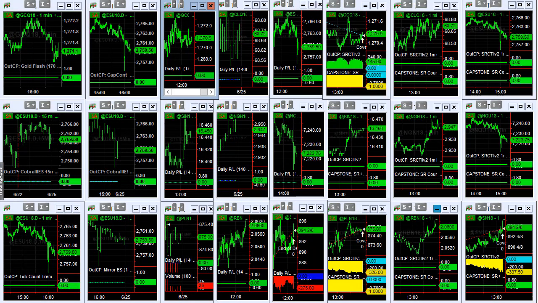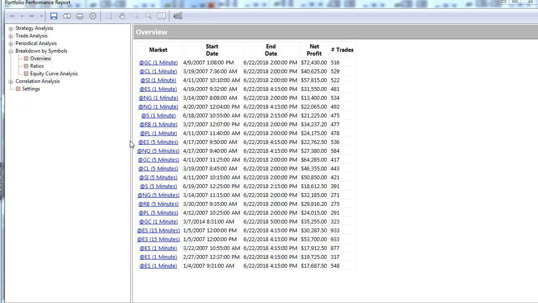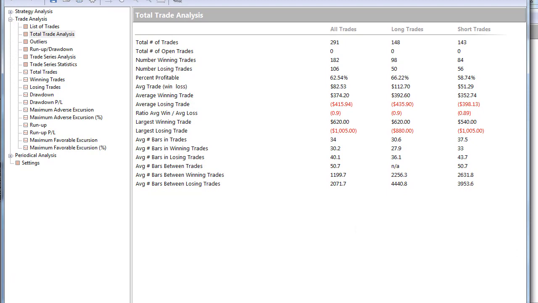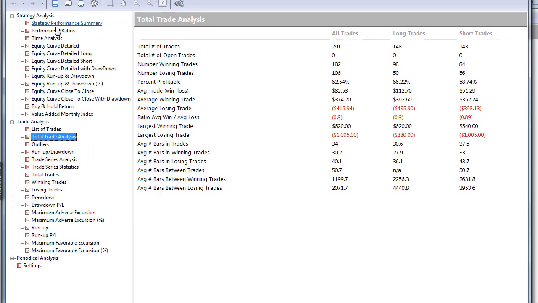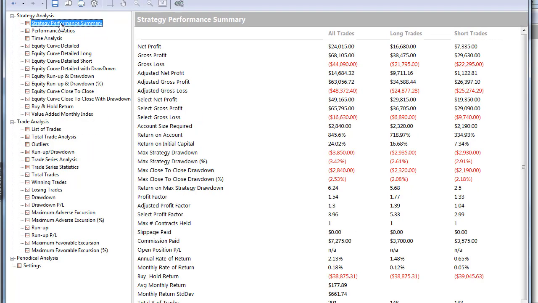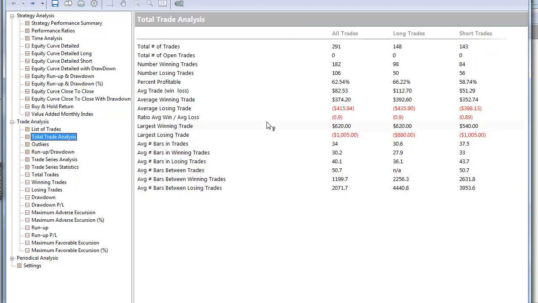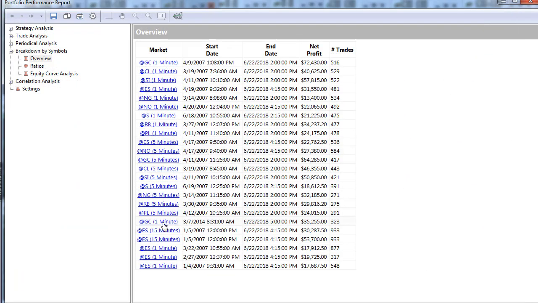And I lost the performance summary. I'm going to go back to it. So I've pulled this back up. Let's take a look at platinum SR counter trend 2. Here's the performance summary, equity curve, and total trade analysis. See the average trade profit. Take a look at, let's see.